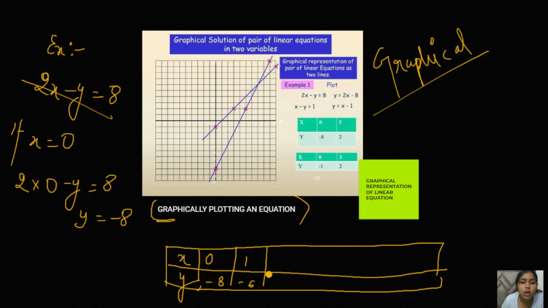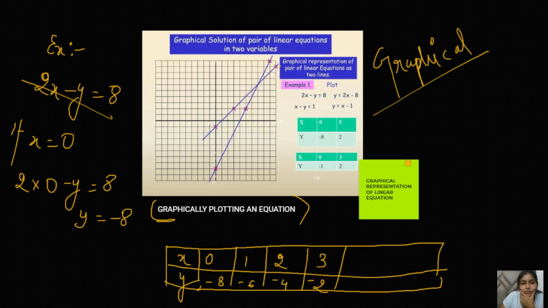If we put x equals 3, then we'll get y equals minus 2, right? If we put x equals 4, then we'll get 0 as the value of y. These are more than enough. So what we have to do now is plot these points on the graph, on the Cartesian plane. So what do you mean by a Cartesian plane?